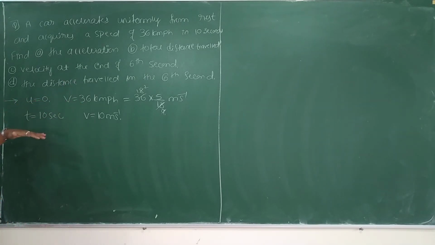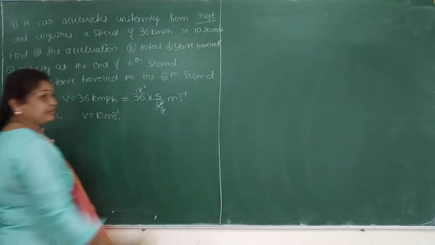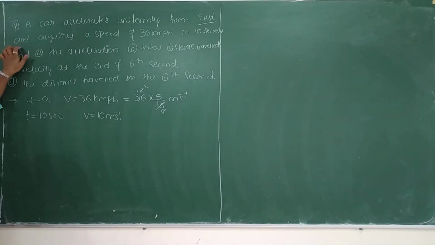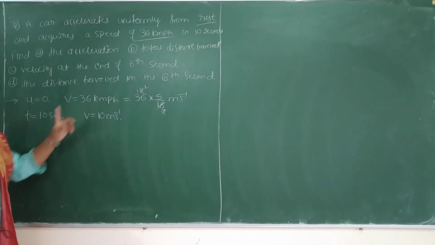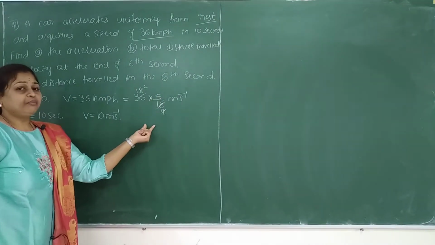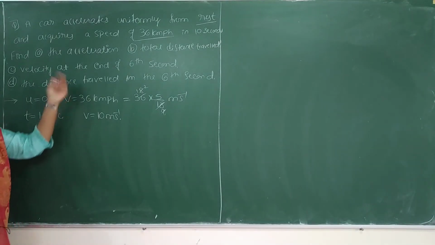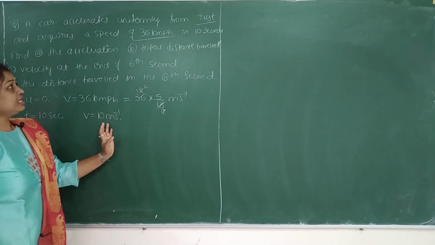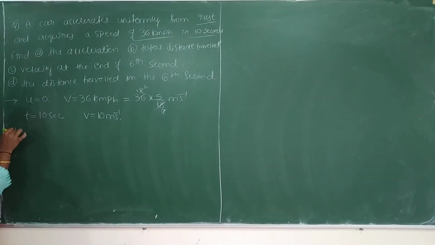Let us solve one by one. Simple question. The car is moving. Initially it is at rest. Wherever the word rest comes, you have to take it as 0. Then while moving, the car acquires a speed of 36 km per hour. Just convert this kilometer per hour to meter per second: multiply by 5 by 18. Then you will get 10 meters per second. And to move from 0 to 10 meters per second, the time taken is 10 seconds.